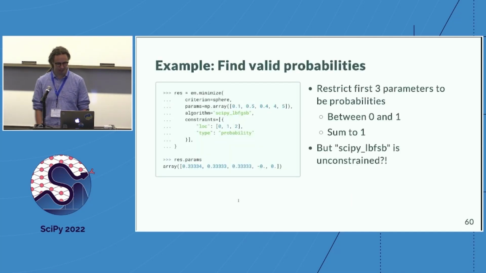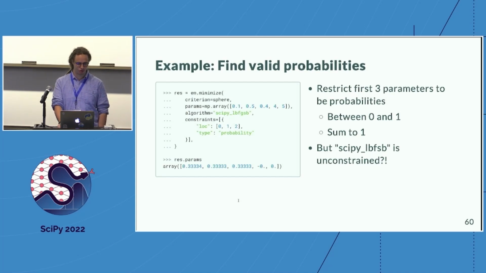So let's look next at an example and find some valid probabilities. We again use for simplicity the sphere function that we've used so many times before. And for the start parameters, we want to say that the first three parameters should be valid probabilities, so non-negative, smaller than 1, and sum up to 1. And this also holds in our start parameters here.